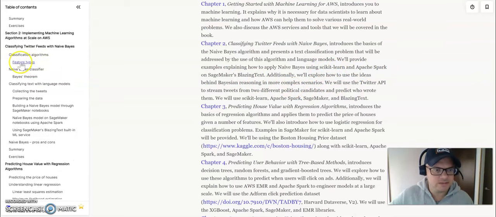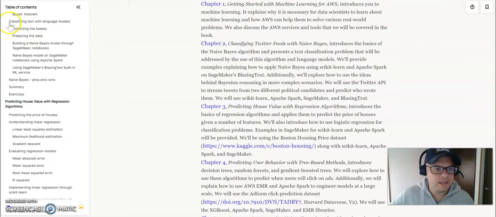So basically, you will see all the classification algorithms, the feature types, how the naive Bayes classifiers work, the Bayes theorem, classifying text with language models, collecting the tweets, preparing the data, building the naive Bayes model through SageMaker Notebooks, the naive Bayes model on SageMaker Notebooks using Apache Spark, and how to use BlazingText with the machine learning services.